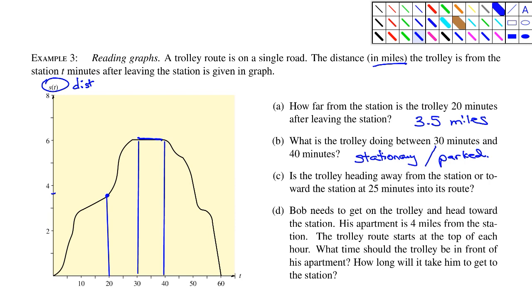All right, question C. Is the trolley heading away from the station or toward the station at 25 minutes into its route? All right, 25 minutes. Let's put it up to right about there. And you can see that as I draw this in right here, the curve is increasing at that point. And so increasing on this curve means that the trolley is gaining distance away from the station, which means it is heading away from the station.